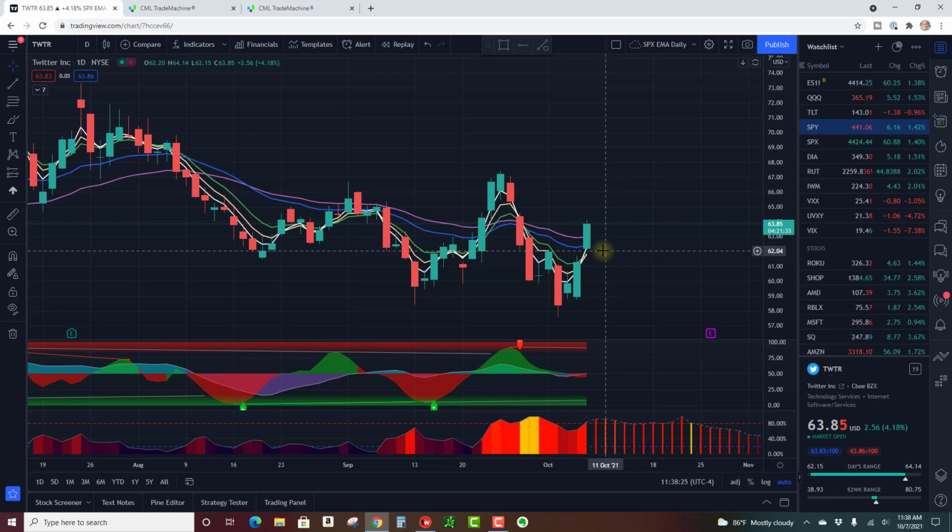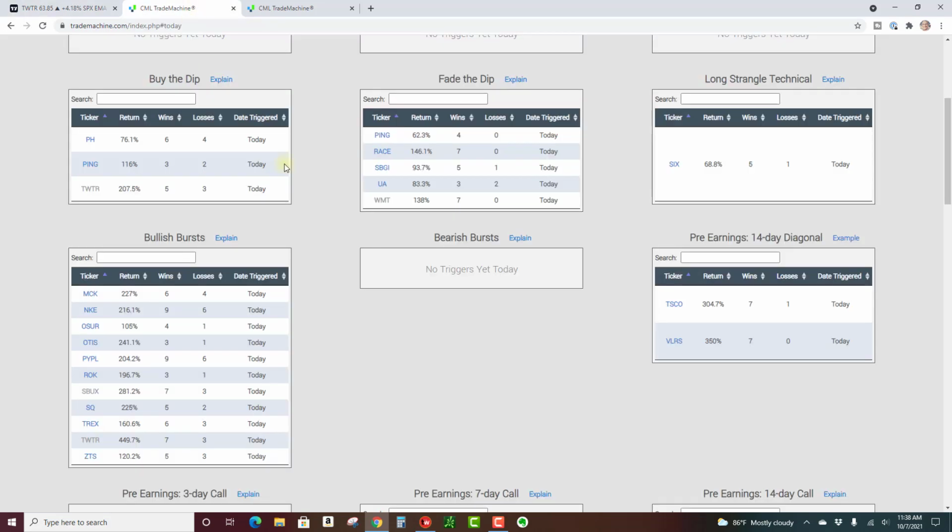I'm going to wait and see, because I don't like chasing gaps and things. I'm going to wait and see what it looks like at the end of the day to see if we fade. Because again, CML uses end of day data. So most of these signals are implied that they were taken at the end of the day. So I like to wait till the afternoon.